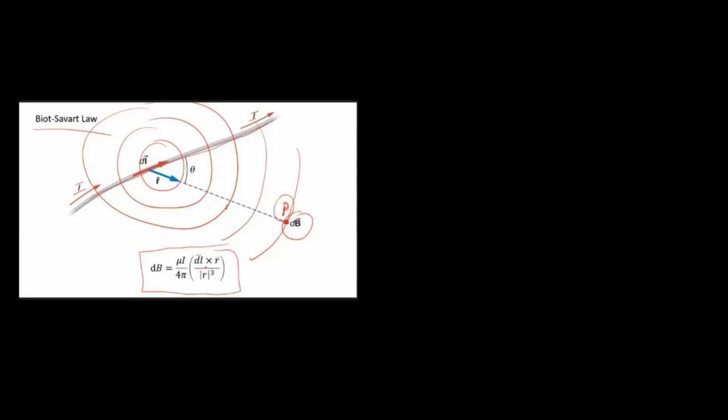Pi dl cross r divided by r cube. Mu is the permeability of the medium. Here we are considering a current carrying wire, which will induce a magnetic field, and in this Biot-Savart law we are finding the strength of the magnetic field at any arbitrary point. This is the formula you studied in electromagnetism, maybe in physics.